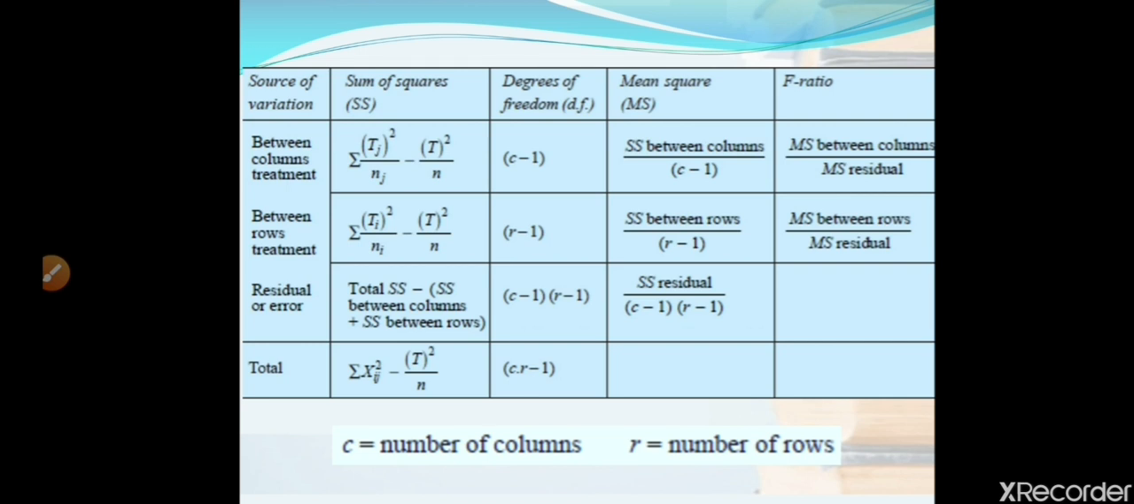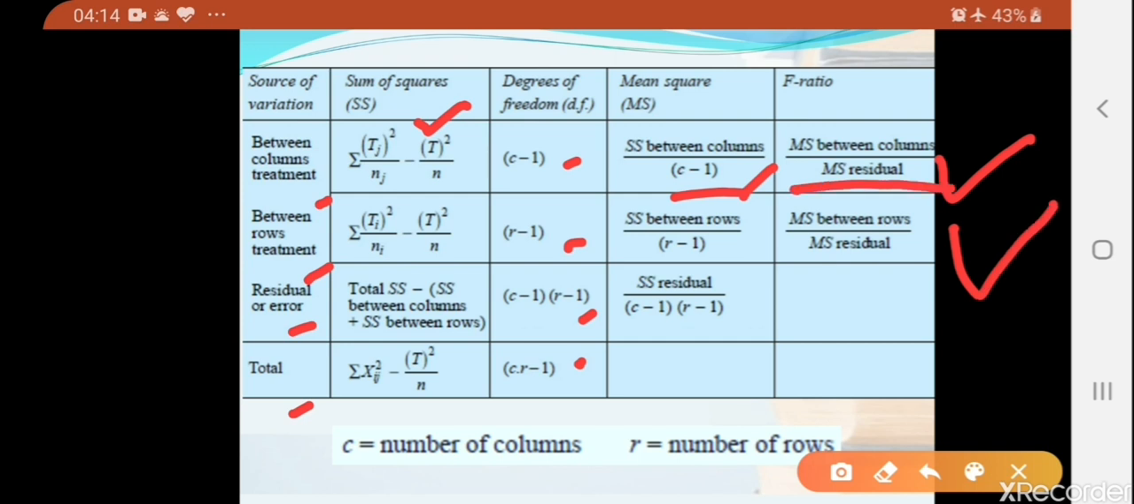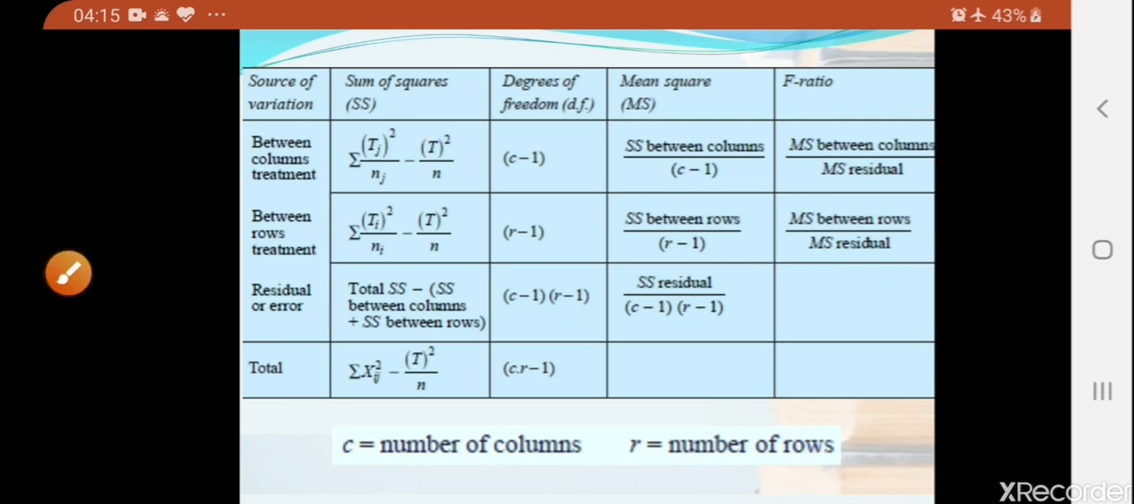And then we can set up an ANOVA table. In the ANOVA table, first of all, we will find out SS for between columns, between rows, residual error and total. Then we will write down degrees of freedom for each, and MS is SS divided by degrees of freedom. And then we will find out the F ratio for between columns and between rows. This is for one factor or treatment, and this is for the second treatment. Here two treatments are there, so we will find out two values of F, and then we will establish the interaction level.